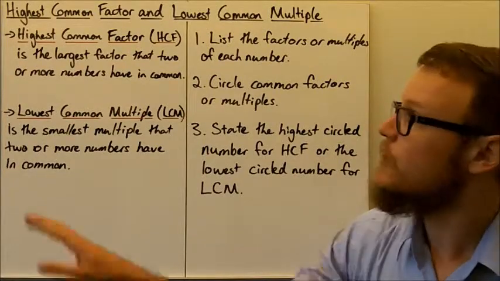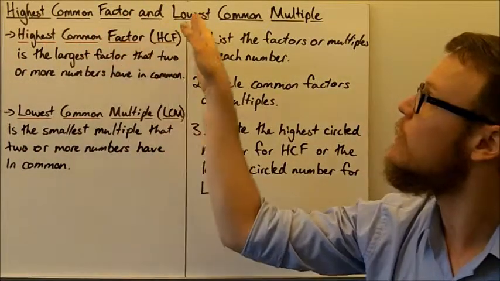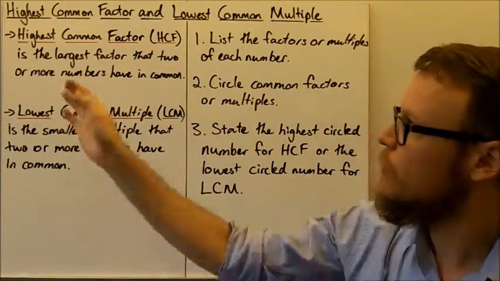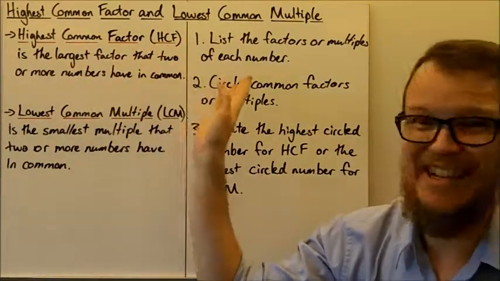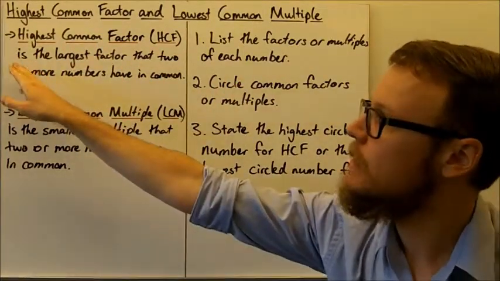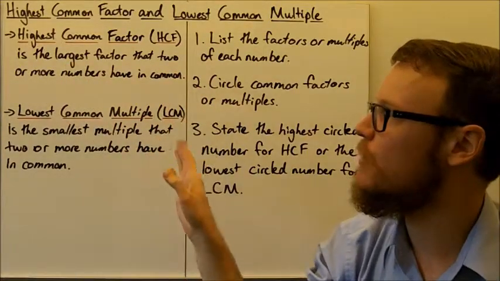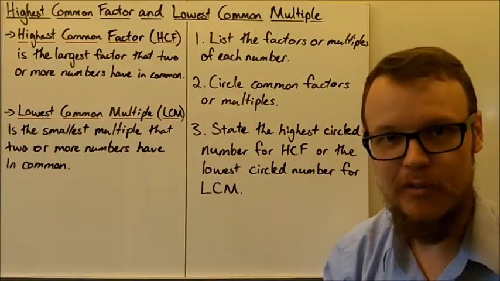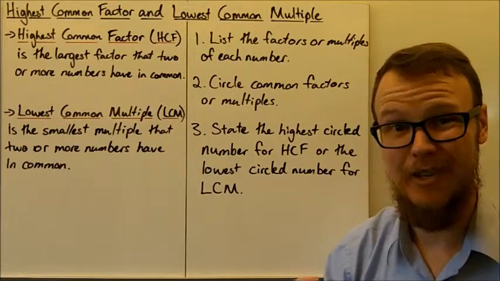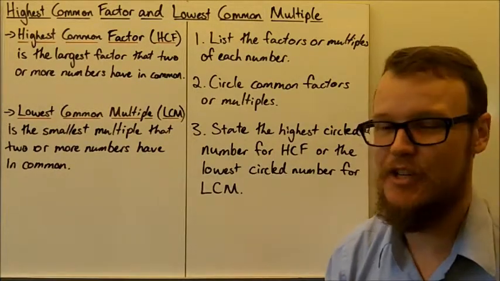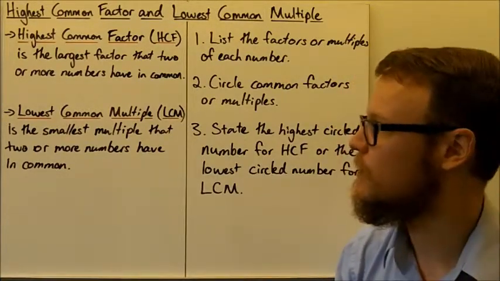Today we're going to look at highest common factor and lowest common multiple. So a highest common factor, the HCF, we abbreviate it, is the largest factor that two or more numbers have in common. So if we look at two numbers, look at all their factors, and look at the ones they have in common, it's the largest number of those numbers that we can find.